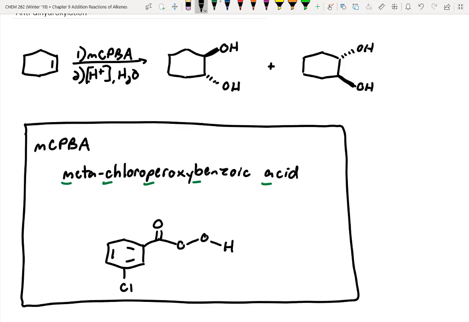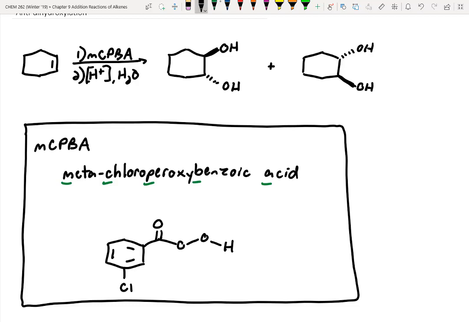Essentially, what chemists were doing was they were trying to figure out which peroxy acids work the best for these. MCPBA works best under most circumstances, so it's kind of our go-to peroxy acid. Yeah? Are we going to need to be able to draw out what MCPBA is? Is it something that's going to be on a test? So the question is, do I want you to memorize the structure?